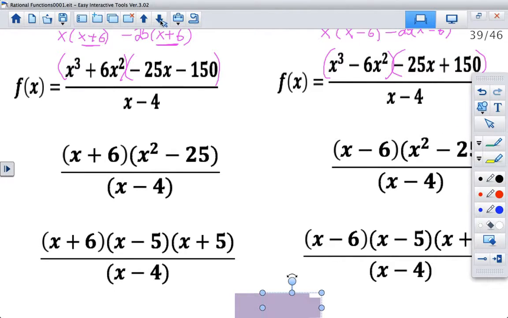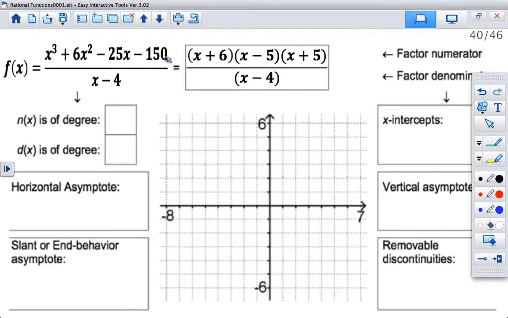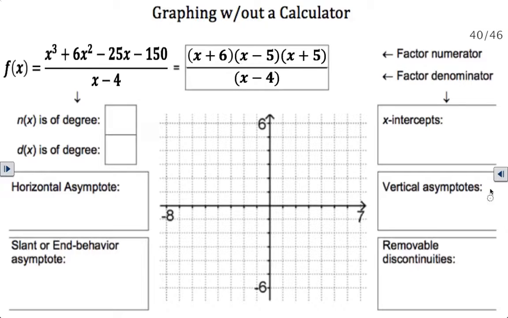On the review, we are going to go ahead and graph this equation without using your calculator, and we already know that this equation's factors are these right here. So let's figure out our x-intercepts. Again, you're going to set each factor equal to 0 and solve for x. So in this case, we have x-intercepts at negative 6, at positive 5, and at negative 5. So there's 3 x-intercepts there.